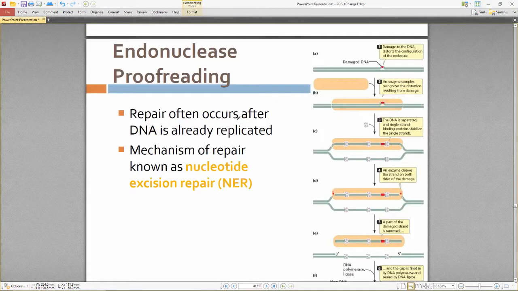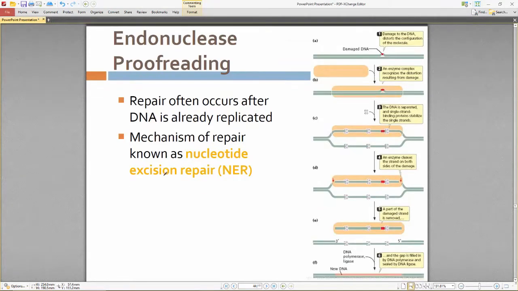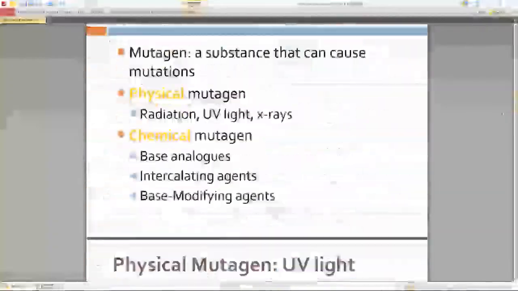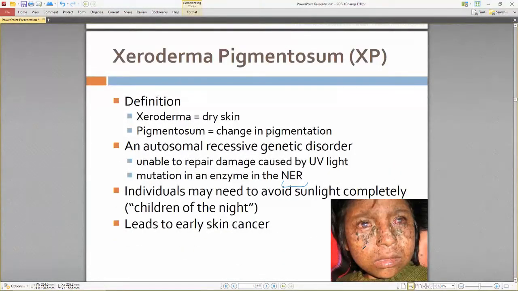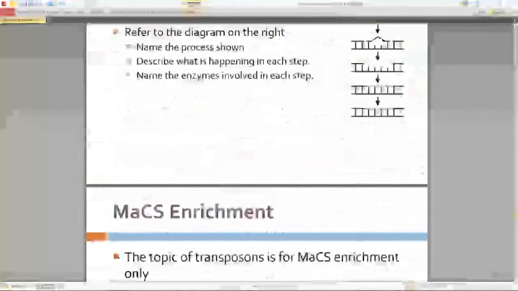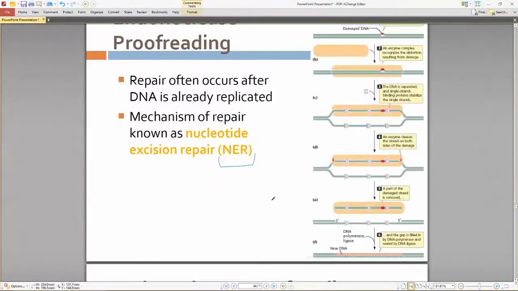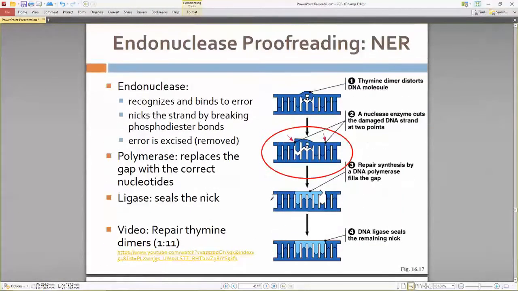Pretty cool. Now let's look at endonuclease proofreading. This repair often occurs after DNA has already replicated. This mechanism of repair is known as nucleotide excision repair, and that's the NER we saw earlier over here. Yeah. So xeroderma pigmentosum. Excuse the picture example if it disturbs you, but this is what is meant by NER, nucleotide excision repair. Let's go all the way back.